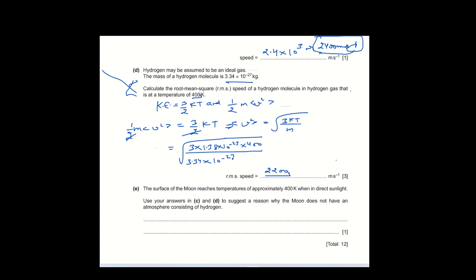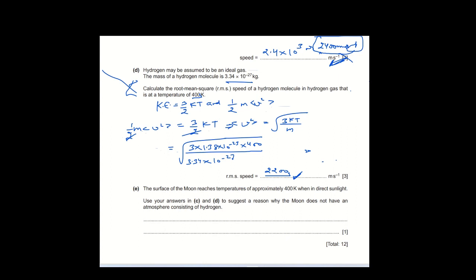Now E part: the surface of the moon reaches a temperature of approximately 400 Kelvin when in direct sunlight. Use your answer in C and D part to suggest a reason why the moon doesn't have an atmosphere. So here the escape velocity we have calculated is 2400 meter per second, and the RMS speed of a hydrogen molecule is 2200 meter per second.